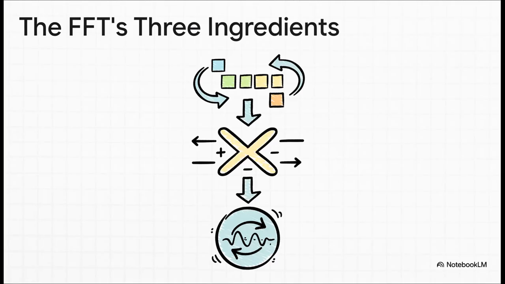You can think of the whole FFT like a recipe with three main ingredients. First, you have to reshuffle your input data in this very specific way called bit reversal. Then, you do those simple butterfly operations we just mentioned.